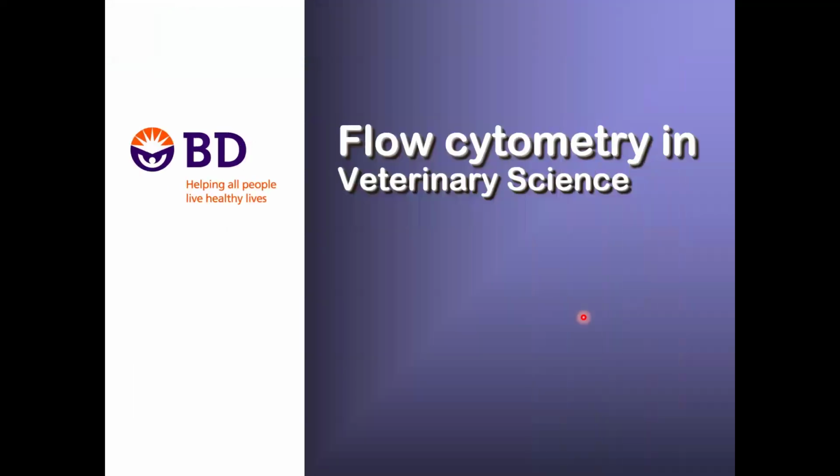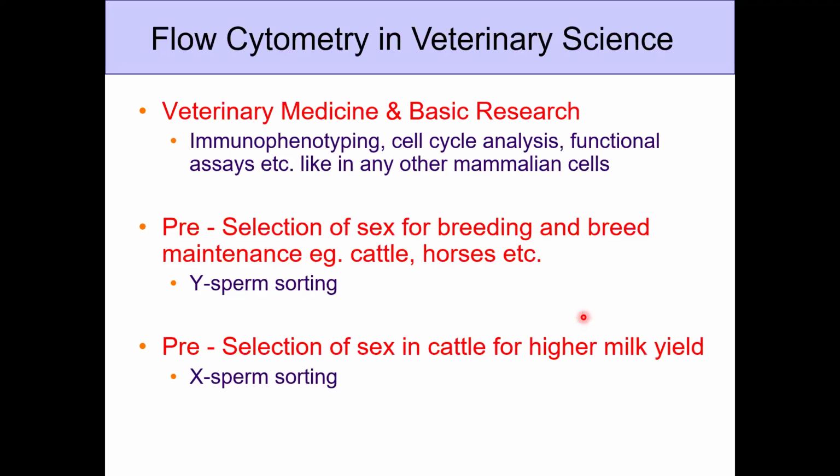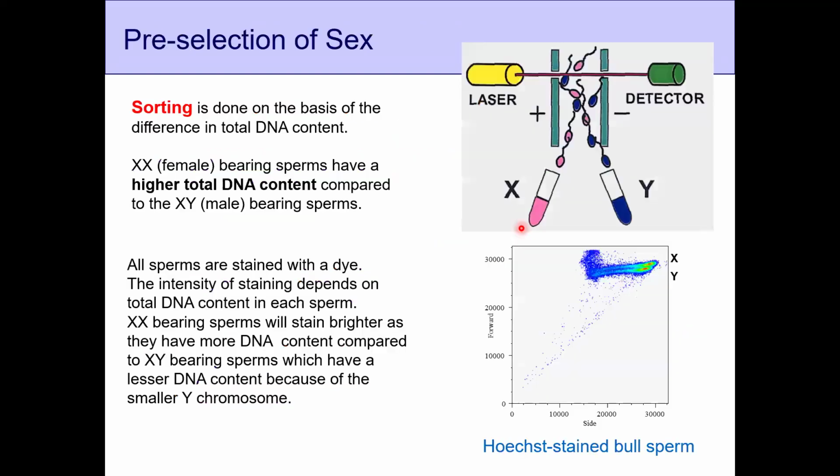Now comes the flow cytometer application in veterinary science. So basically for animal science, you can use it for immunophenotyping like we use it for humans. You can also use it for breeding, like you can sort the Y sperm, for producing either a male or a female cattle basically.